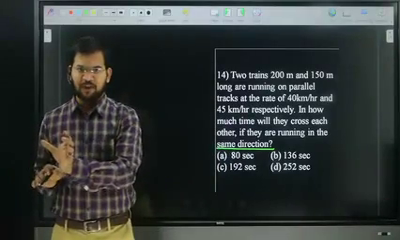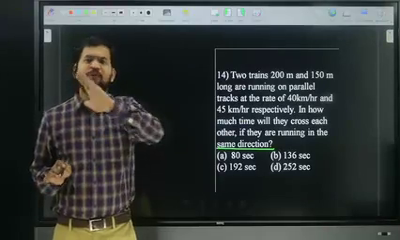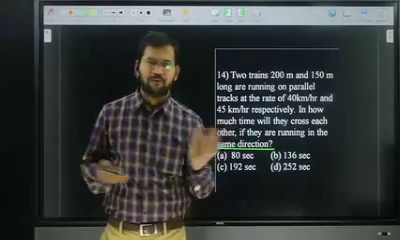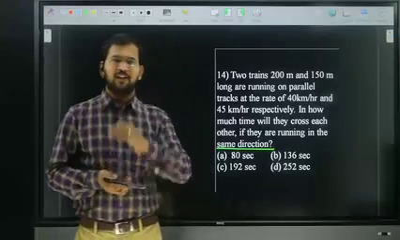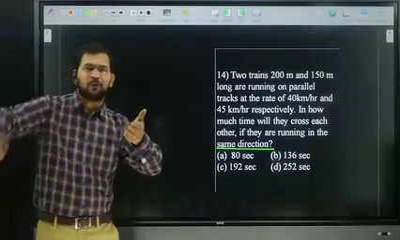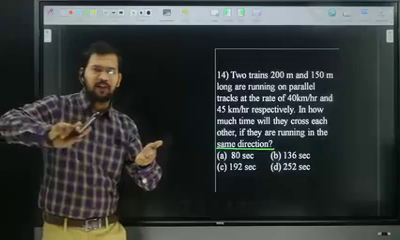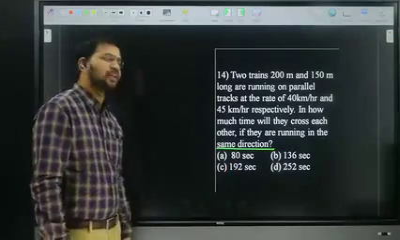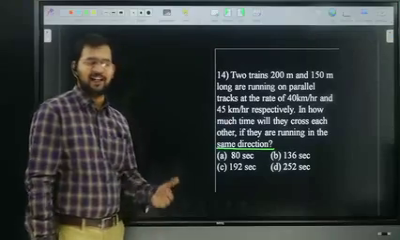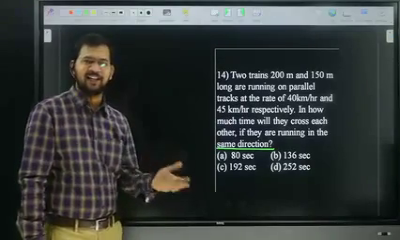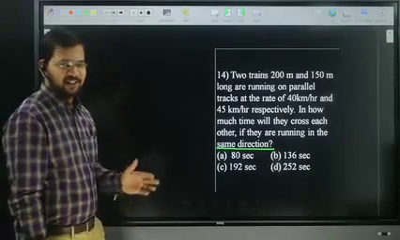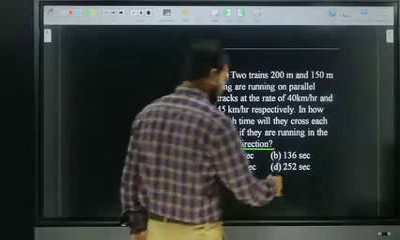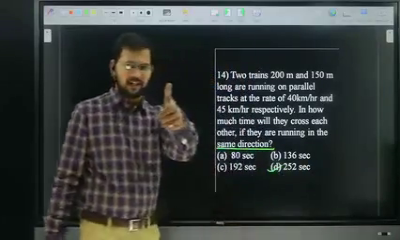5 fives are 25. 25 fourteens are 350, so 14, and 18 comes to the numerator. 18 into 14. So 18 fourteens are how much? 18 tens are 180, 18 fours are 72. 180 plus 72 is 252. Your answer is 252 seconds. All of you clear?